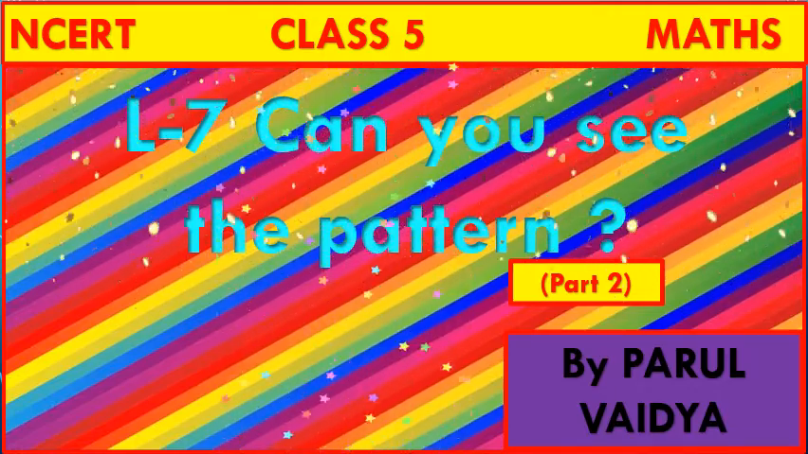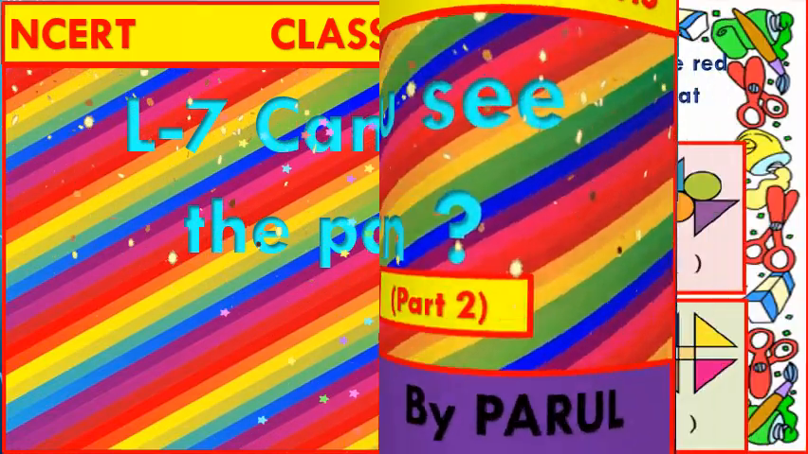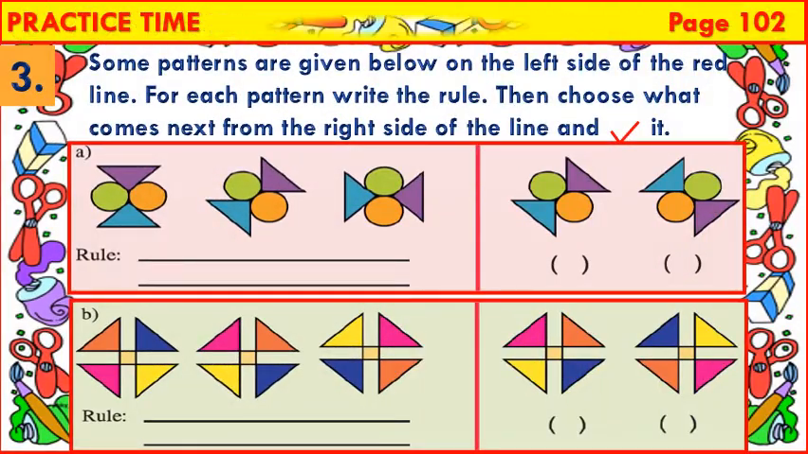Can you see the pattern? Let's start. We will continue practice time. Page number 102. Question number 3. Some patterns are given below on the left side of the red line. For each pattern, write the rule. Then choose what comes next from the right side of the red line and tick it.